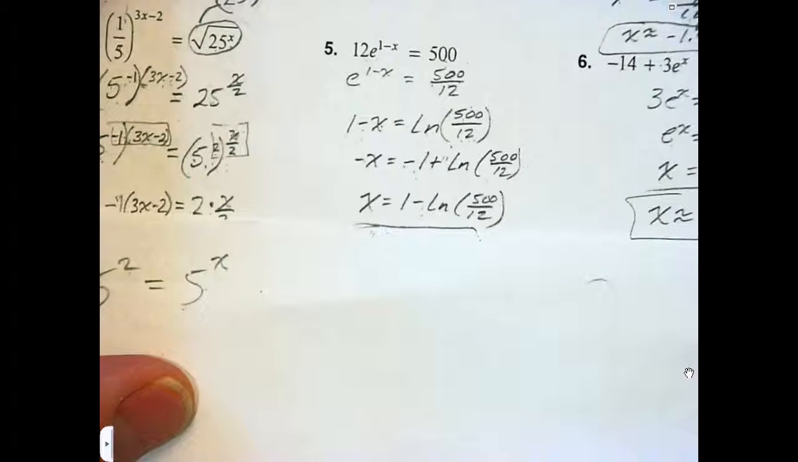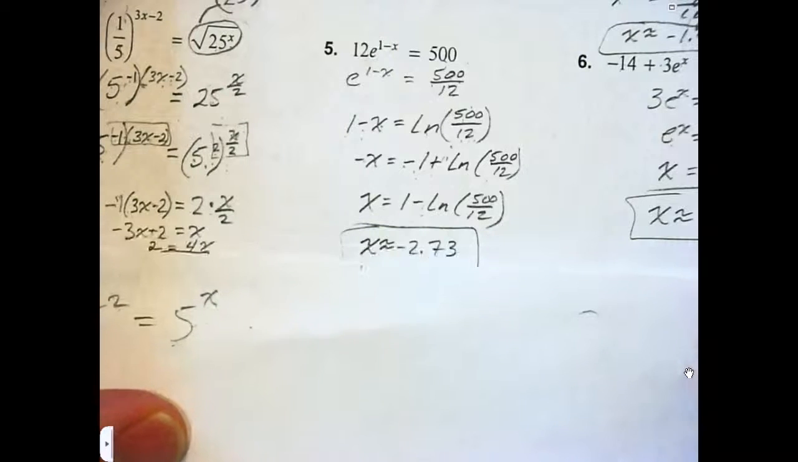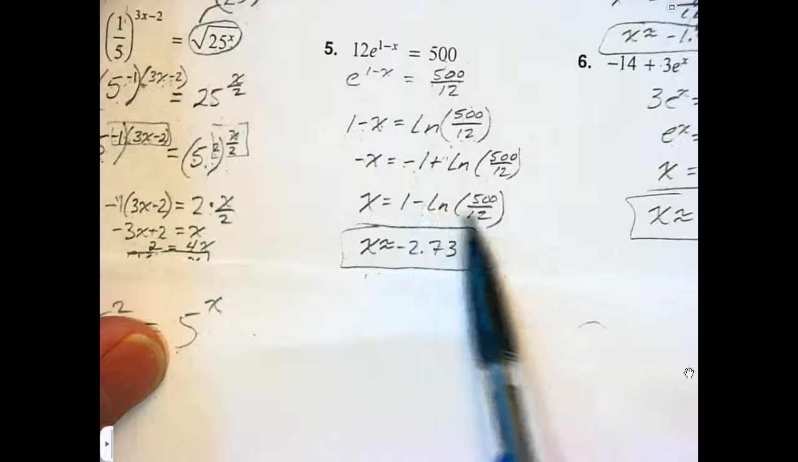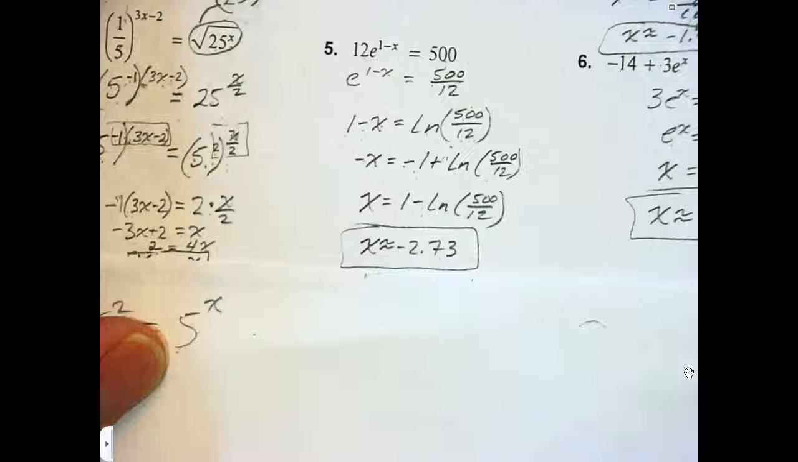And then actually put it into your calculator. X is negative 2.73-ish. If you're leaving it in exact form, you'd have to leave it in this form right here. Can't simplify that anymore.